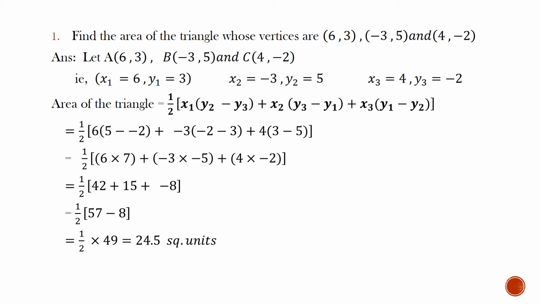So we can say the answer will be half into [42 plus 15 plus negative 8]. Adding the positive terms, it comes half into [57 minus 8], which is equal to half into 49, and the answer is 24.5 square units.